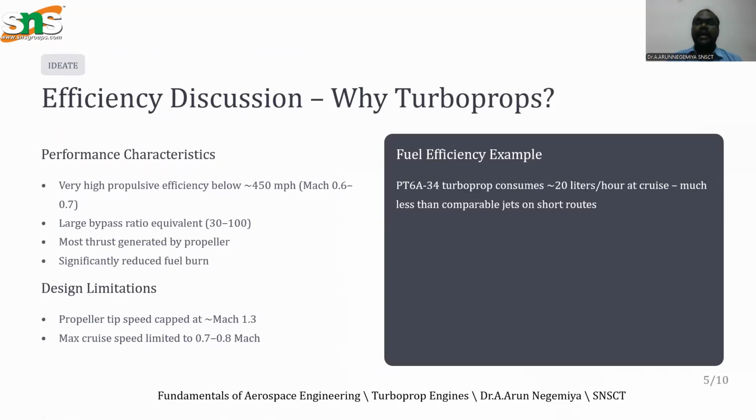Next one is the ideate part. In the efficiency discussion, why do we use turboprop for good efficiency? In the performance characteristics, it gives a very high propulsive efficiency compared to other types of engines like turbofan and turboshaft engines. A high bypass ratio is also found in this type of engine, and it gives more thrust with the help of the propeller. The major drawback is that the Mach number is around 1.3 only, and the maximum cruise speed is below 0.8 Mach only.